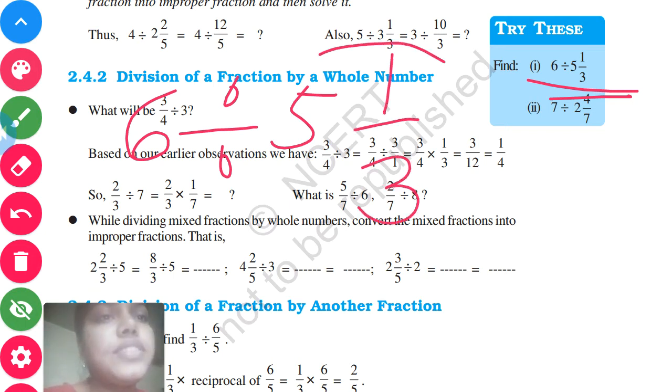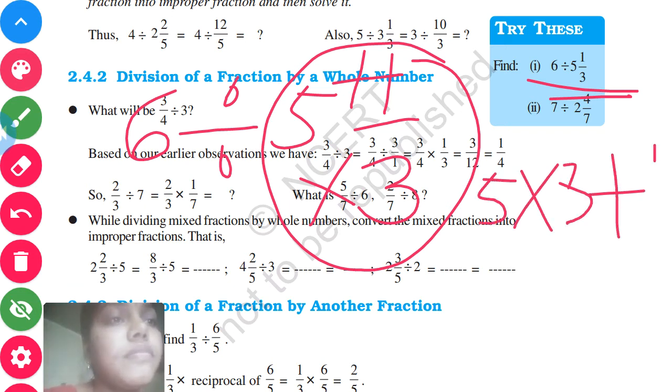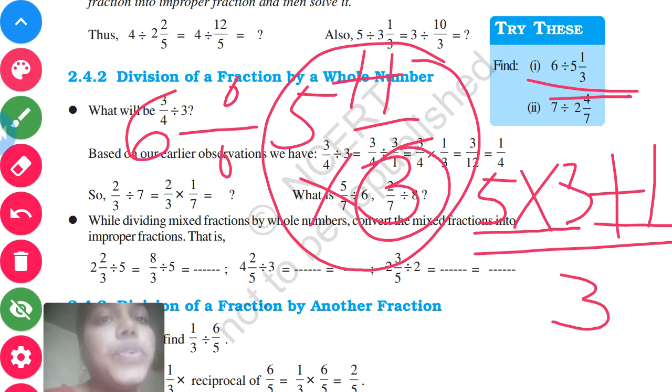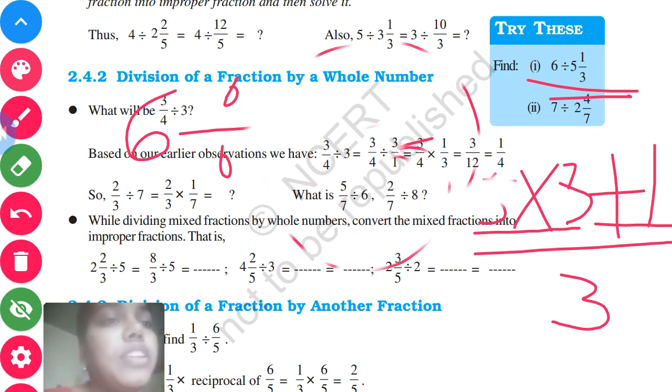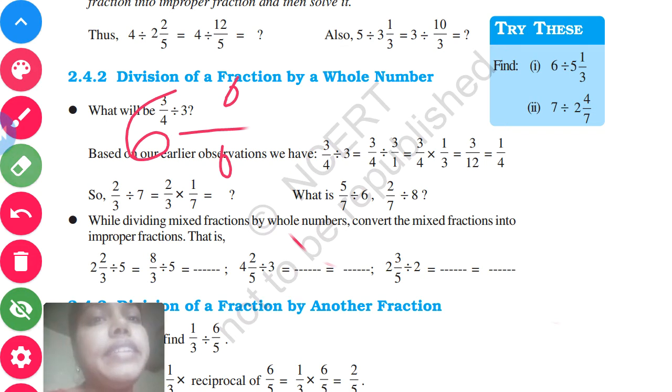What you can do is, first you have to convert this mixed fraction into an improper fraction. How do I do it? It is already shown in the video, that is, this will be addition. So 5 into 3 plus 1, divided by your denominator, which is 3. So 5 threes are 15, and 15 plus 1 is 16, and 16 divided by 3. So what I'm going to do here is just write that particular mixed fraction as an improper fraction to continue with the division process.